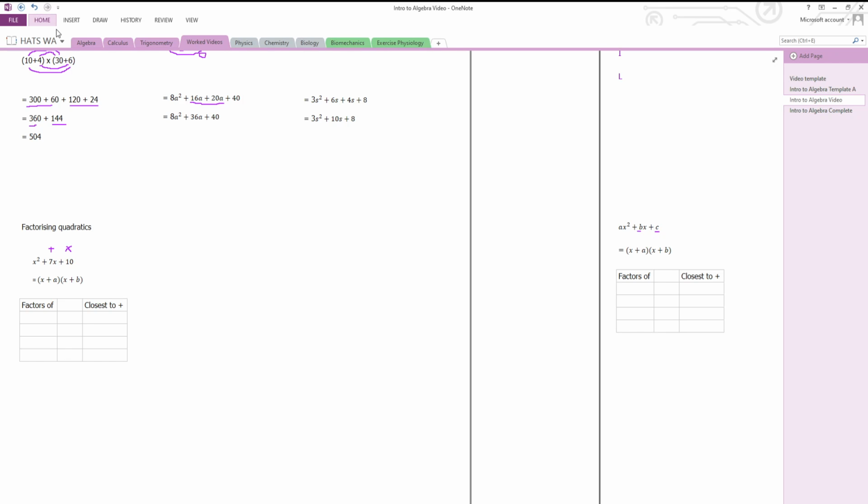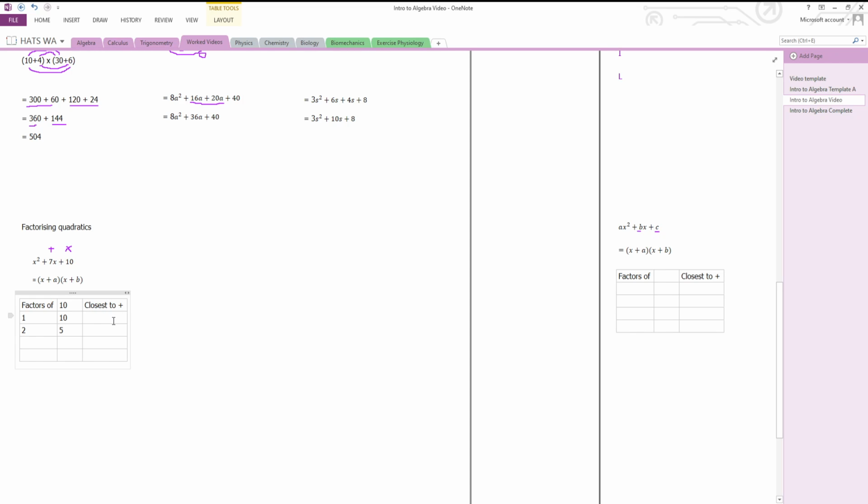So if I just go and fill in this table, factors of 10. So we're doing factors of whatever the multiplication term is. It's easier to find the factors of the multiplication term and then work out how those two can add or subtract to give us the middle term. So if we've got 10, we can have 1 times 10 would give us 10. We could have 2 times 5 would give us 10. And those are really the only four factors that we can use for this problem.